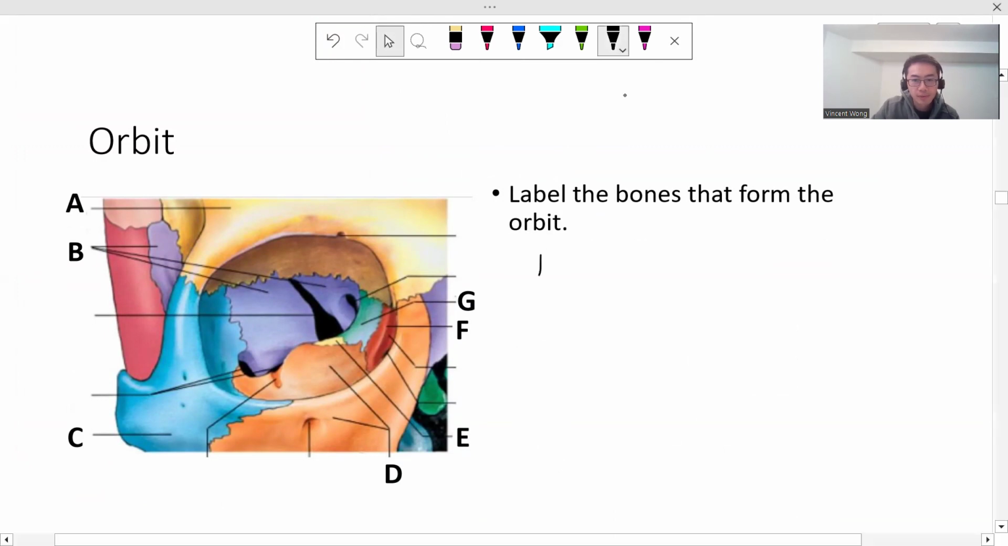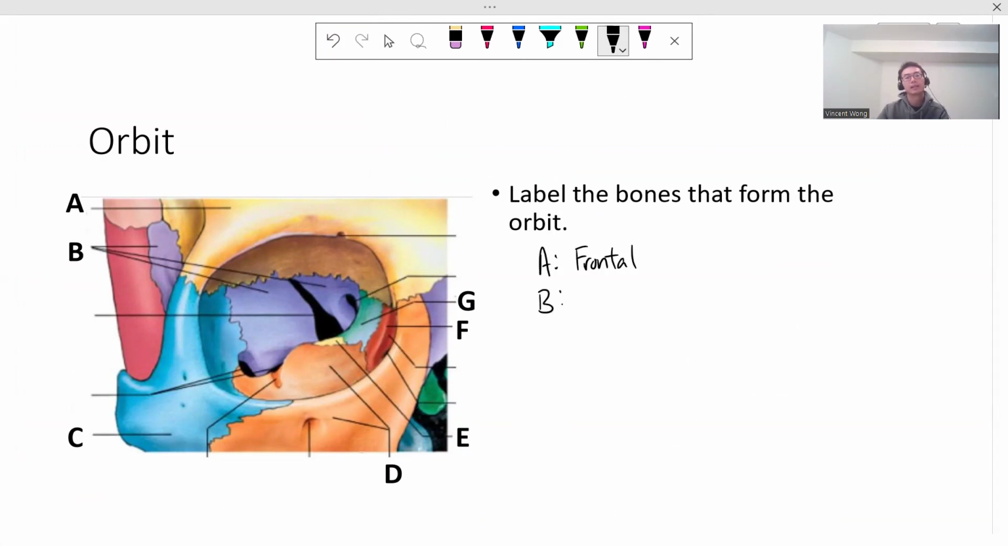A is frontal. B is the one that people keep on forgetting. It's the sphenoid bone, okay? The butterfly shape goes from one side to the other. There is a groove at the top for the pituitary gland to sit in. Okay, this gap right here, that's where the optic nerve goes through, right? C, that is the zygomatic, the cheekbone.